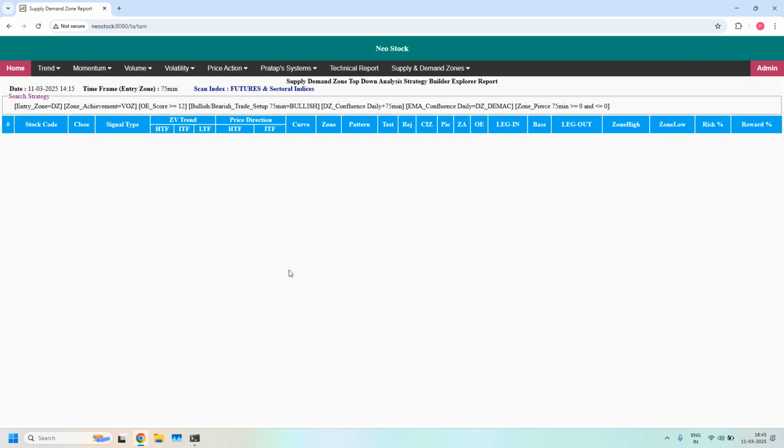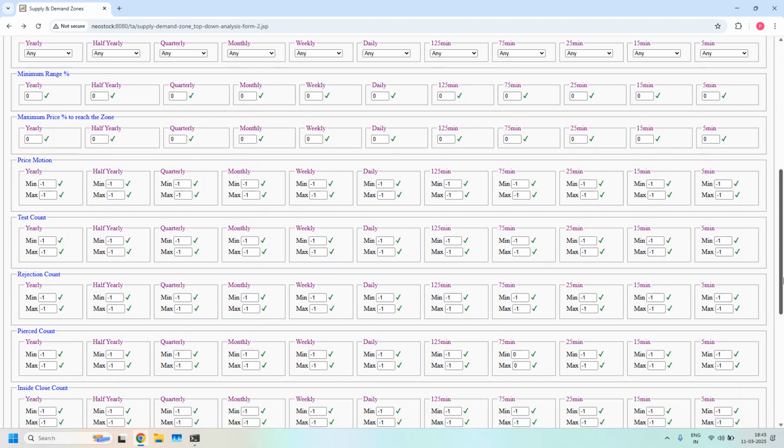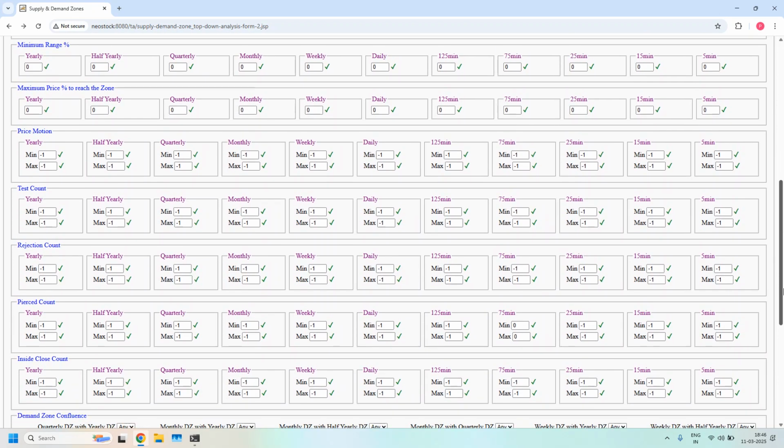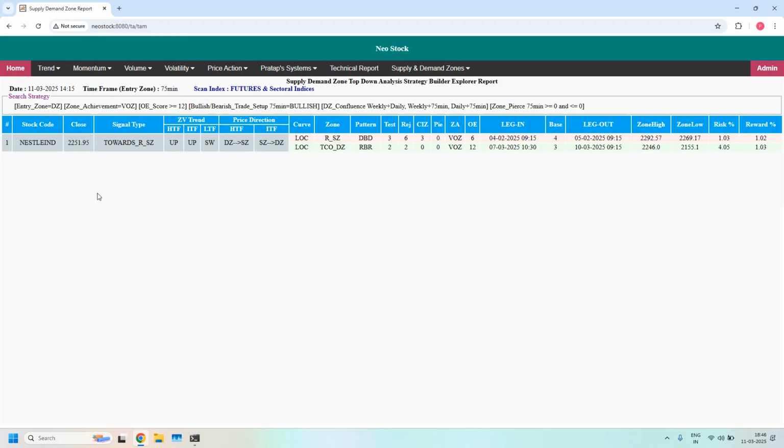Now let's verify the same stock having LTF, ITF, HTF demand zone confluence. Remove EMA filter. In the demand zone confluence, first filter already enabled. Next 75 minutes demand zone with weekly demand zone confluence, daily demand zone with weekly demand zone confluence. With all the 3 filters, we got this stock. That means this 75 minutes demand zone is overlapped with daily, both together overlapped with weekly demand zone, and also weekly trend is up.